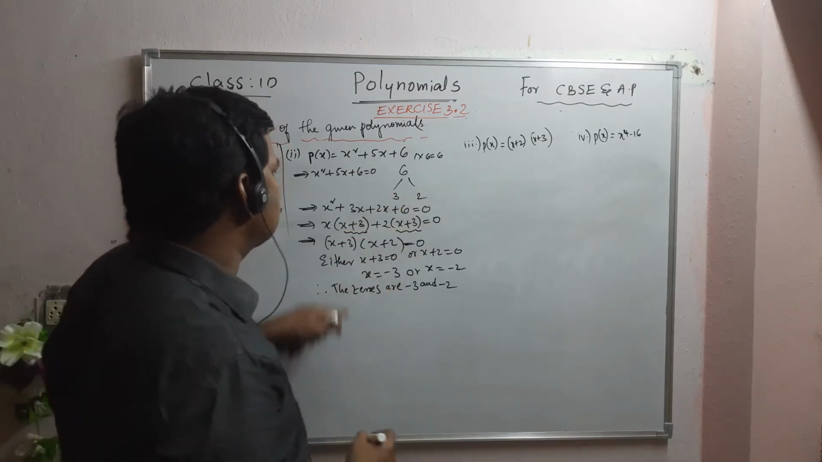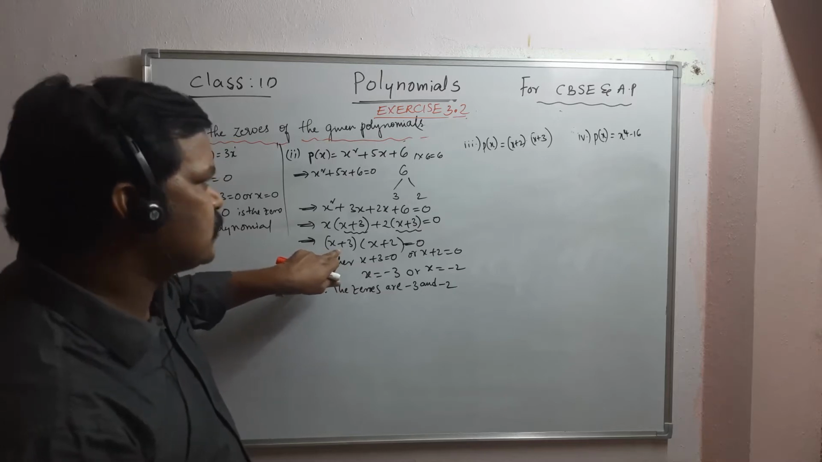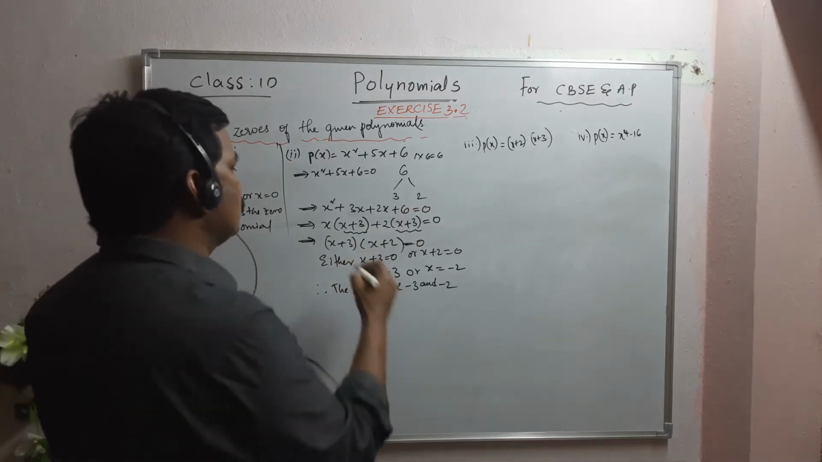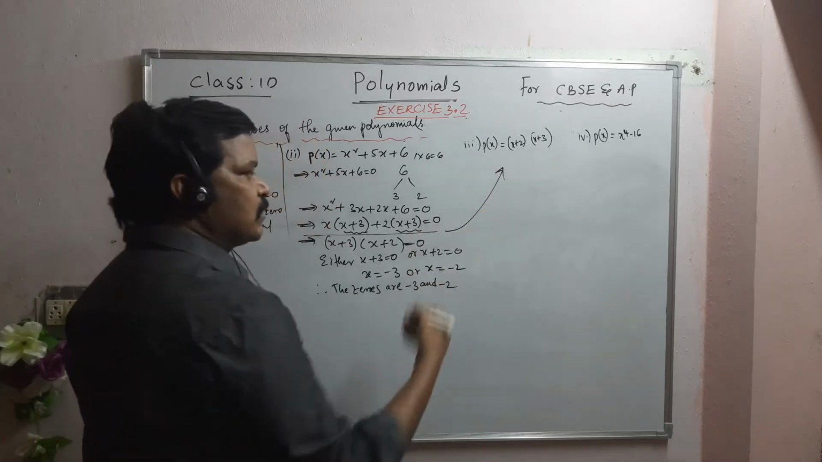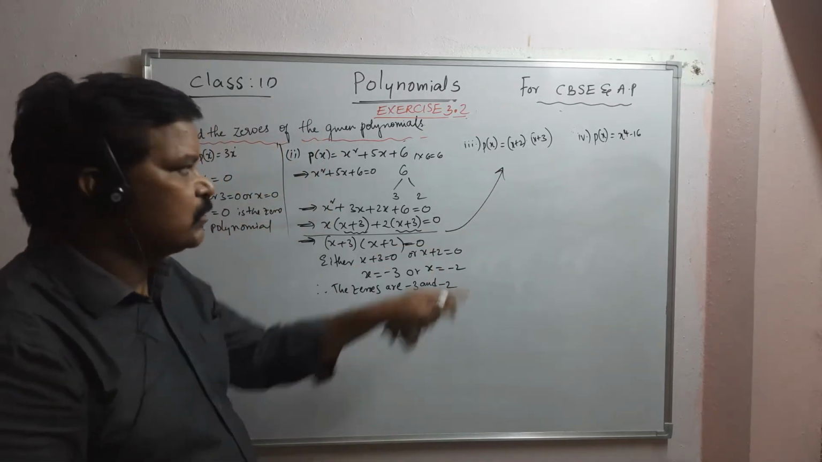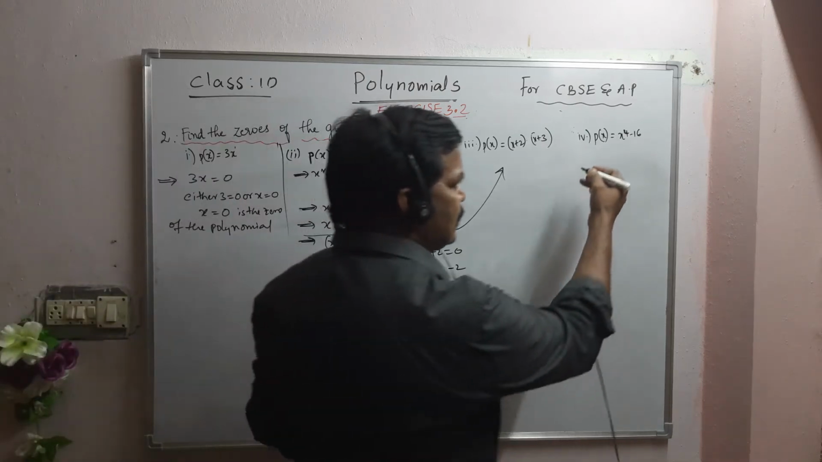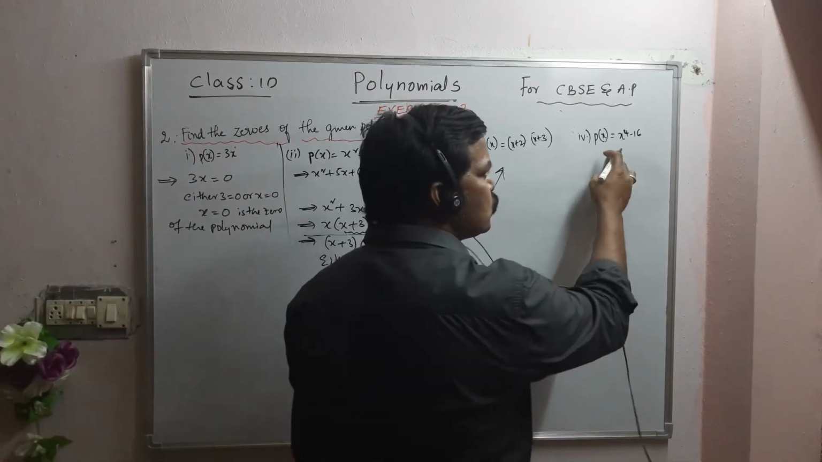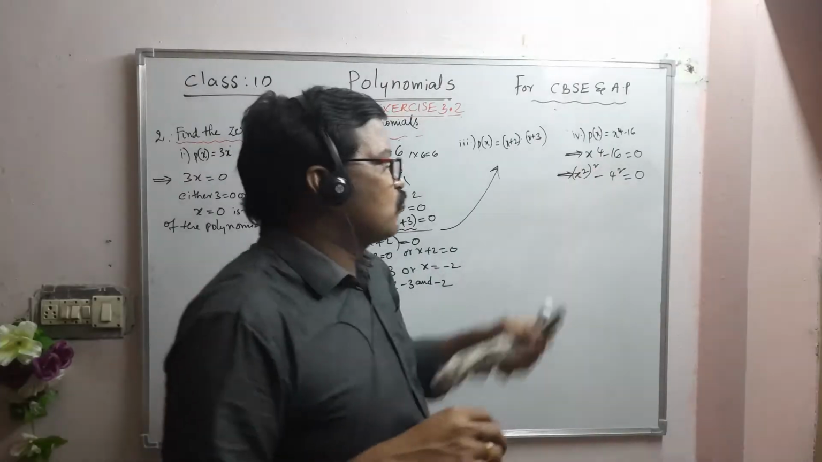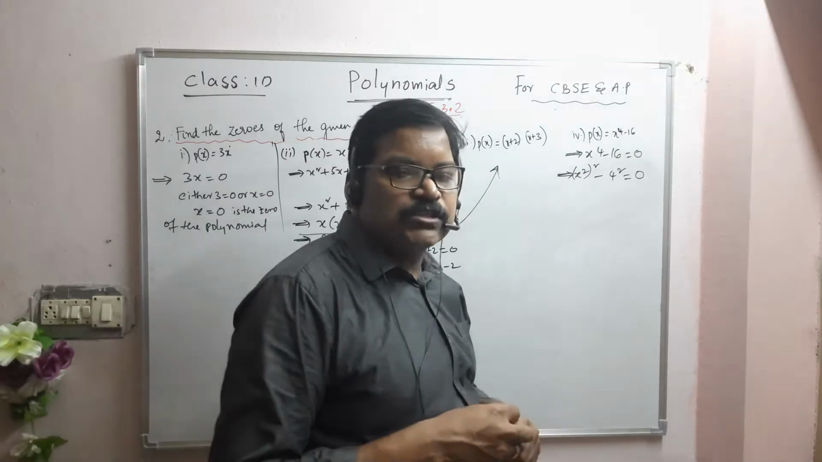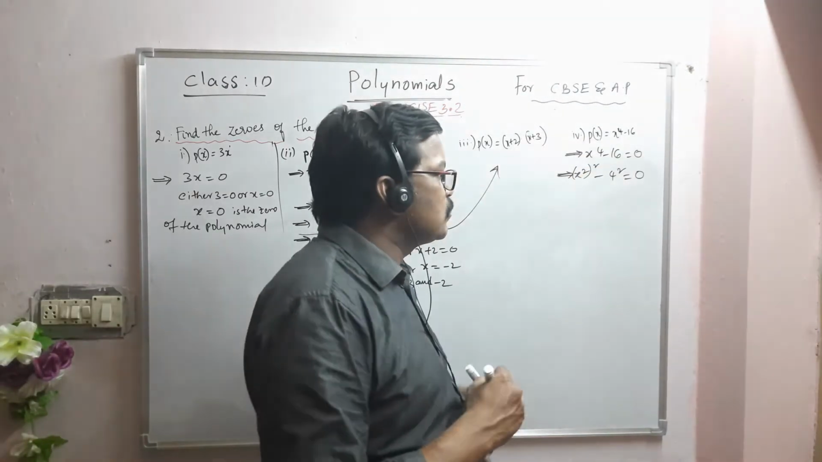Coming to this question, same like this. How you solve like this, x plus 3 times x plus 2? So, from here onwards, you can continue the process to get the solution for that. Right, the last one is p of x is equal to x power 4 minus 16. This x power 4 minus 16 should be equal to 0.